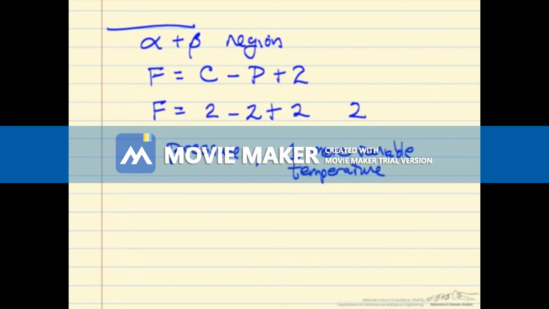We can fix pressure and, for example, temperature, or pressure and concentration of a phase, and then everything is fixed. So the phase rule says we have 2 degrees of freedom in this region where there are 2 solid phases in equilibrium.